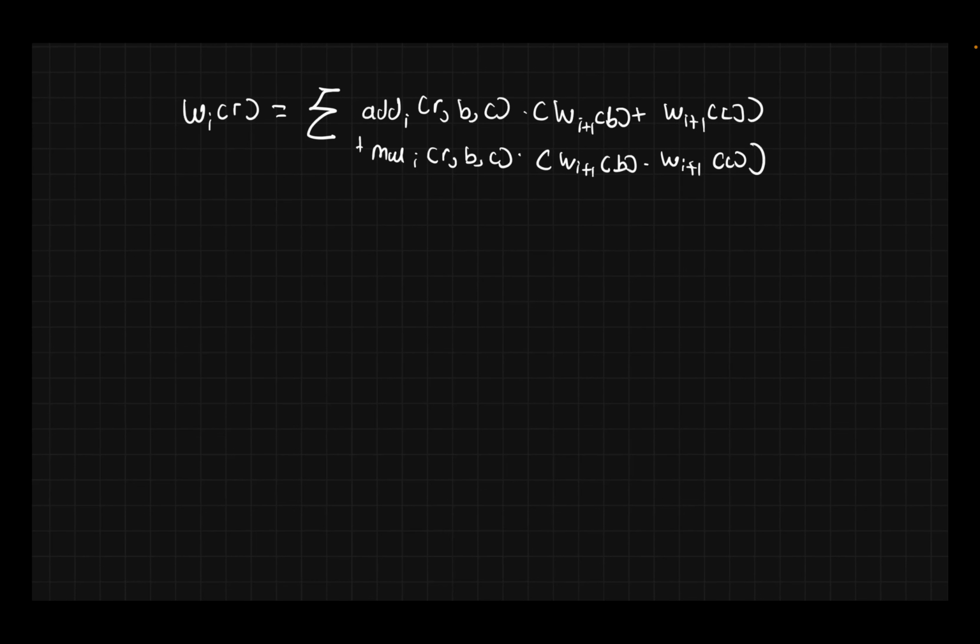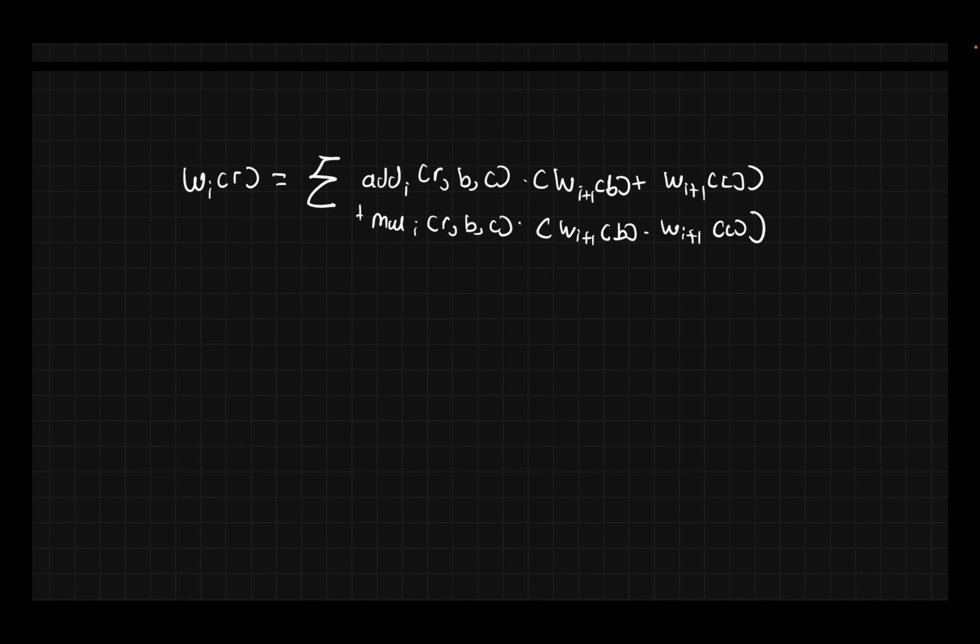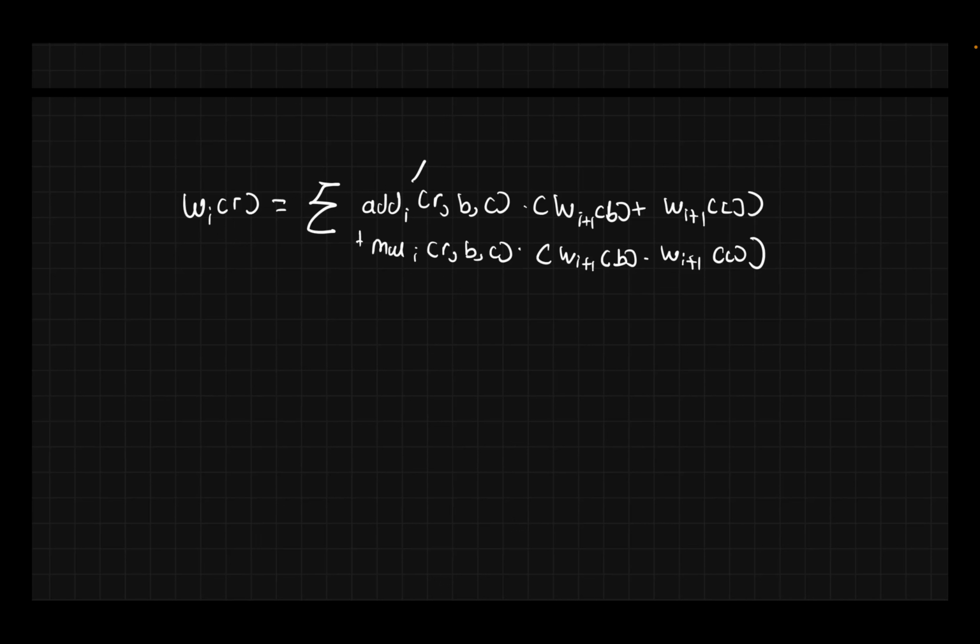This makes sense, right? So we can't run sum check on this right now. What your sum check runs on is a polynomial in evaluation form. Right now we have this that is composed of multiple polynomials, each having their own evaluation form. Like add i has its own evaluation form, mul i has its own evaluation form, then wi plus 1 also has its own evaluation form.